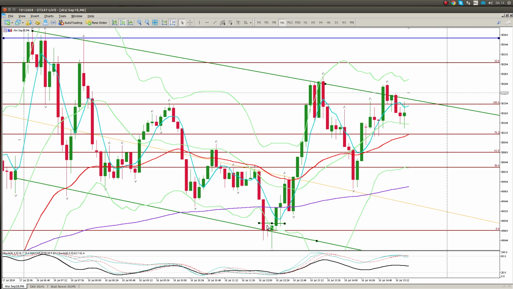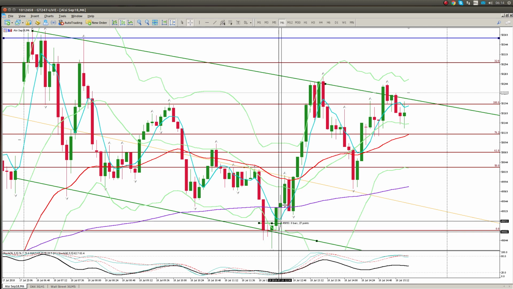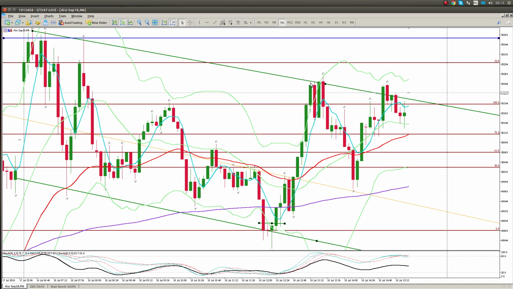So entry would have been a break of this tail, with a long stop below this tail. And that would have given you a good, this trend line would have been in already, and that would have been your target. Okay, so it's always a good idea to pay attention to these ranges, especially the closing ranges.